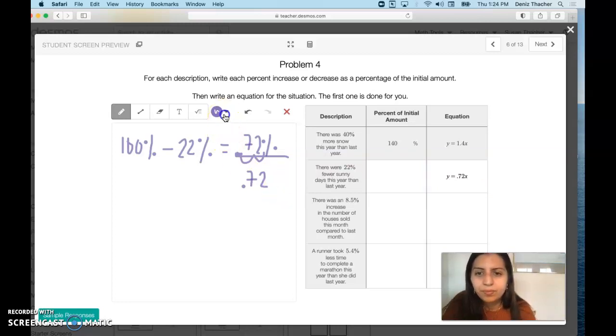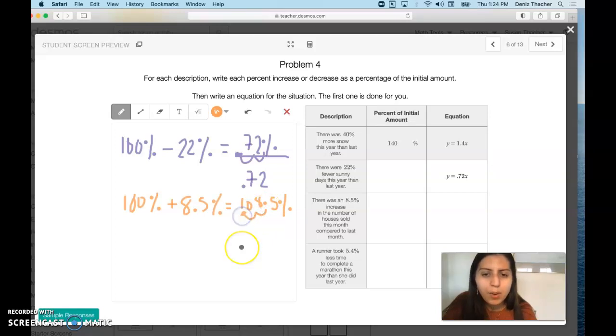That means our equation would be y equals 0.78x. For the next one, there was an 8.5% increase in the number of houses sold this month compared to last month. So again, we're going to take our initial amount, which is always 100%. We're going to add, since there was an increase, 8.5% to it. When you add those together, you should get 108.5%. I want to divide that by 100, or move the decimal place 2 places to the left.